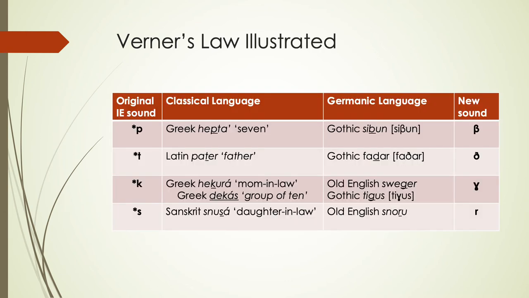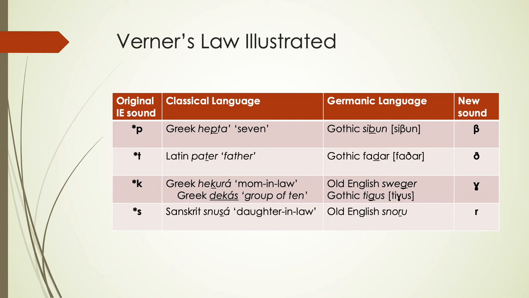So to look at a few examples of what words are left over that Verner's law accounted for, where you have the original sounds of p, t, k, or s, so the voiceless plosives in the first three being stage two, the s being stage five. So in a Greek word like hepta, meaning seven, in Gothic you get sibun, so you're getting not an f sound like you might expect, but instead a voiced fricative.